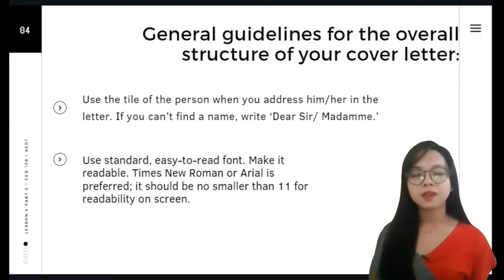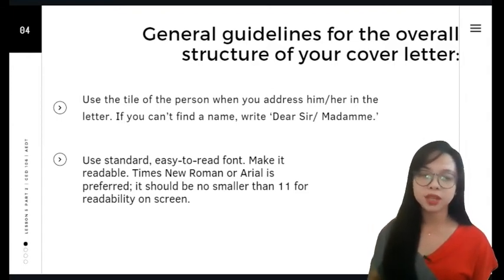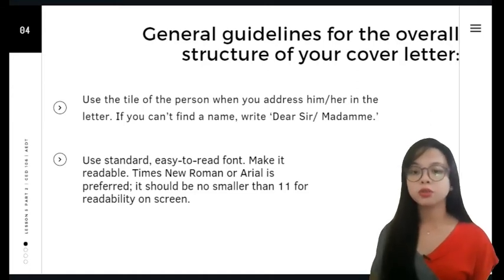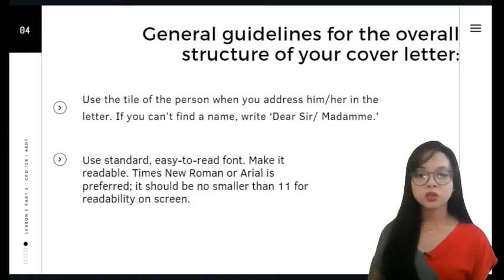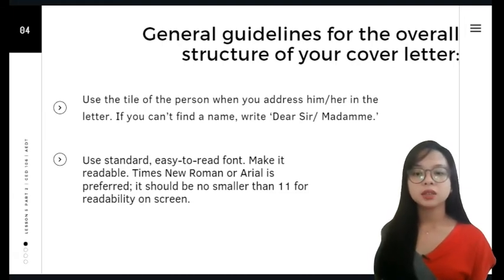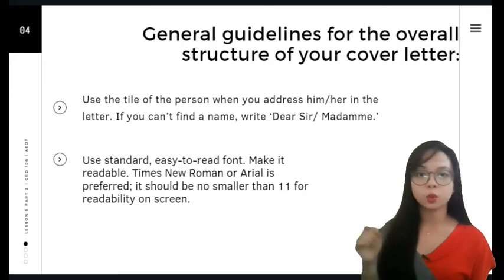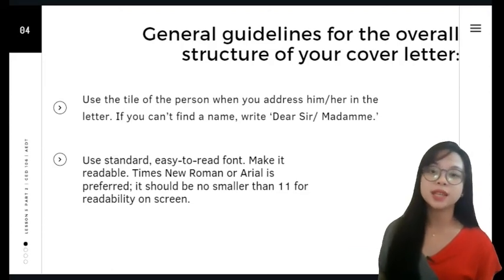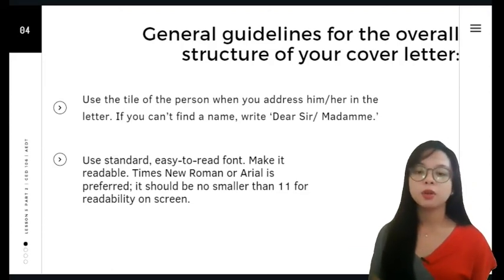Of course, it's very important to use a standard and easy to read font, so you make it readable. So we have fonts like Times New Roman, Arial, serifs, Century Gothic, which are easier to use, and it should not be smaller than 11 for readability on screen. So 12 as a font size is always a preferable one.